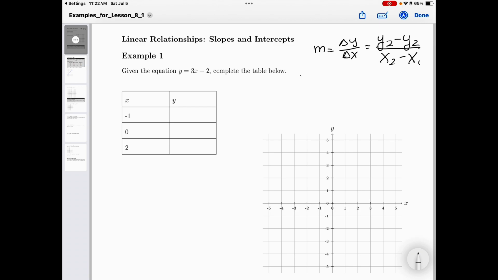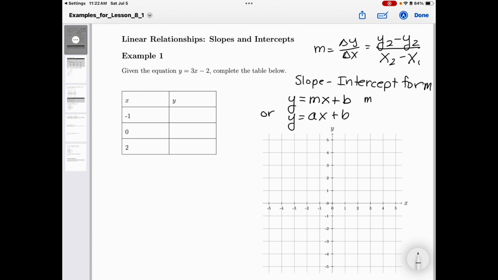We also have what's called slope-intercept form of a line. Now, there's many different forms of a line, but we're going to focus on slope-intercept form of a line, and you'll see it like this. Or on your calculator or your GeoGebra, sometimes it's listed as this. The M and the A represent slope, and the B is the y-intercept. And the B is where it crosses on the y-axis.